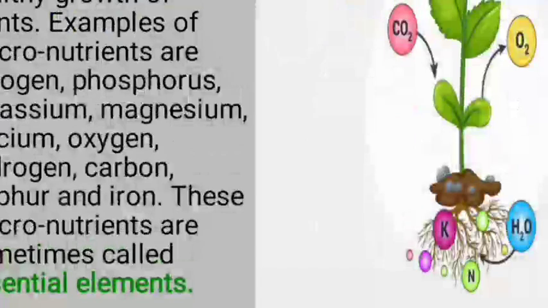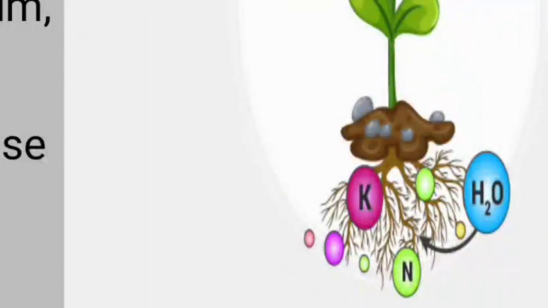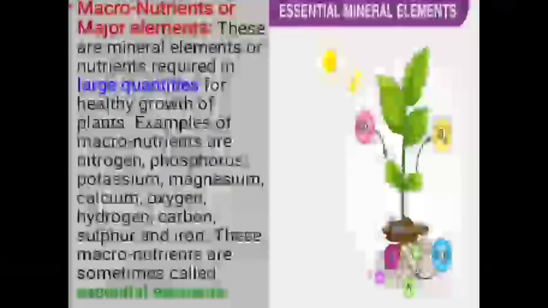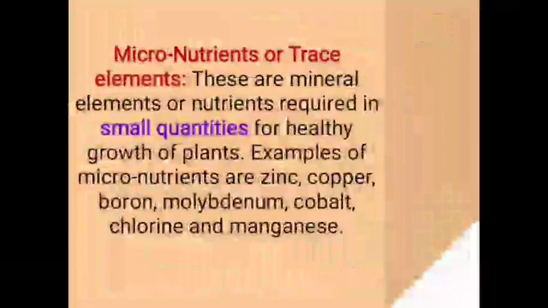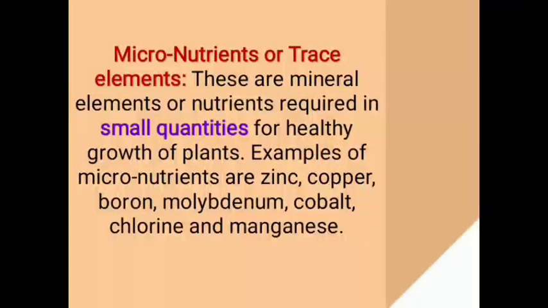Okay, you can see the picture. Remember, I said that plants take these mineral elements from the soil using their roots. You can see K as potassium, you can see N as nitrogen, and H2O as water. All right? Okay. So the next one is micronutrients. They are also called trace elements. They are required by plants in small quantities for healthy growth of plants. Examples of micronutrients are zinc, copper, boron, molybdenum, cobalt, chlorine, and manganese. Okay?